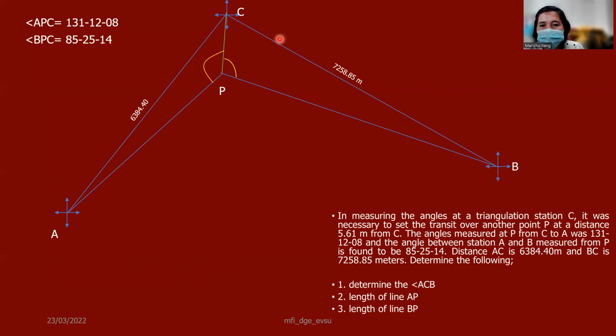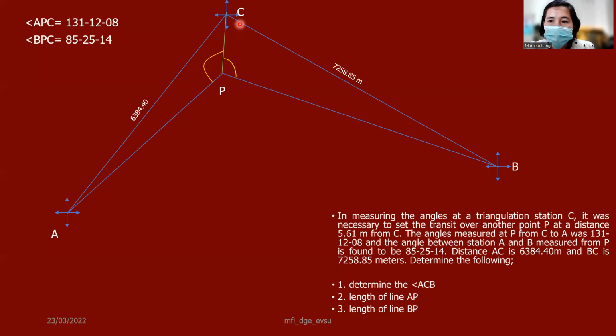Since it's impossible for us to determine the angle here because we cannot establish an instrument at point C, all we can observe is this data. So our goal is to determine how much this one is. Number one, we are going to determine the angle A, C, B. This is the interior angle of your network design. So how are we going to do that?